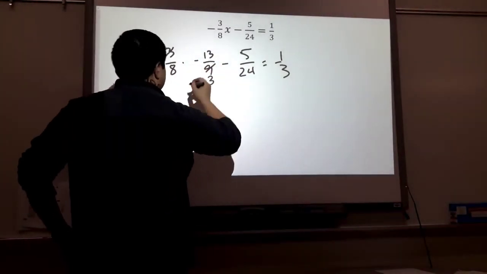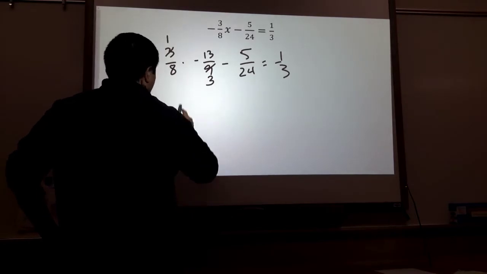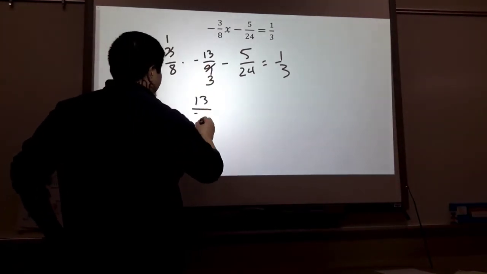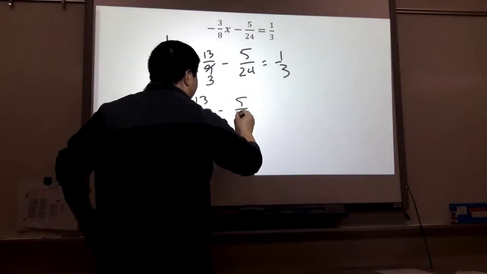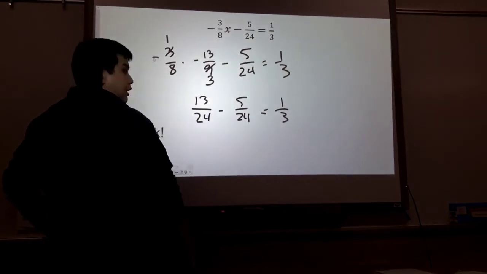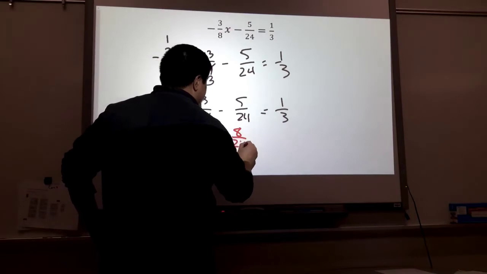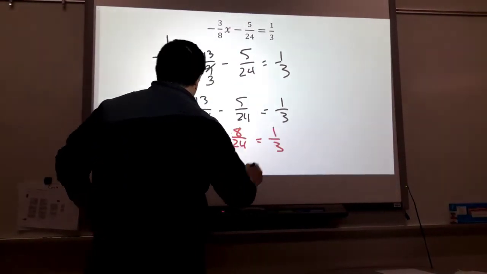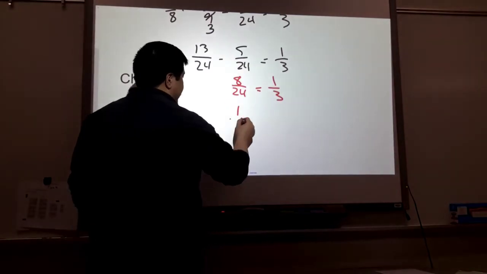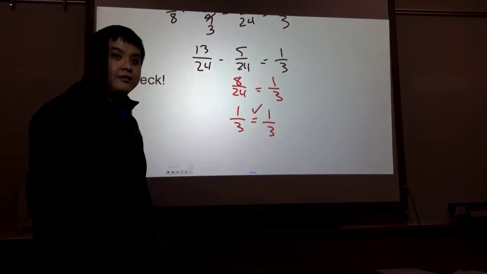So we cross cancel. We get 1 times 13, which is 13, over 8 times 3, 24, minus 5/24 equals 1/3. When we do that, we get 13 minus 5, which is 8/24. Hopefully that's 1/3, and 8 goes into both the numerator and the denominator. 8 divided by 8 is 1, 24 divided by 8 is 3, so 1/3 equals 1/3. Check.